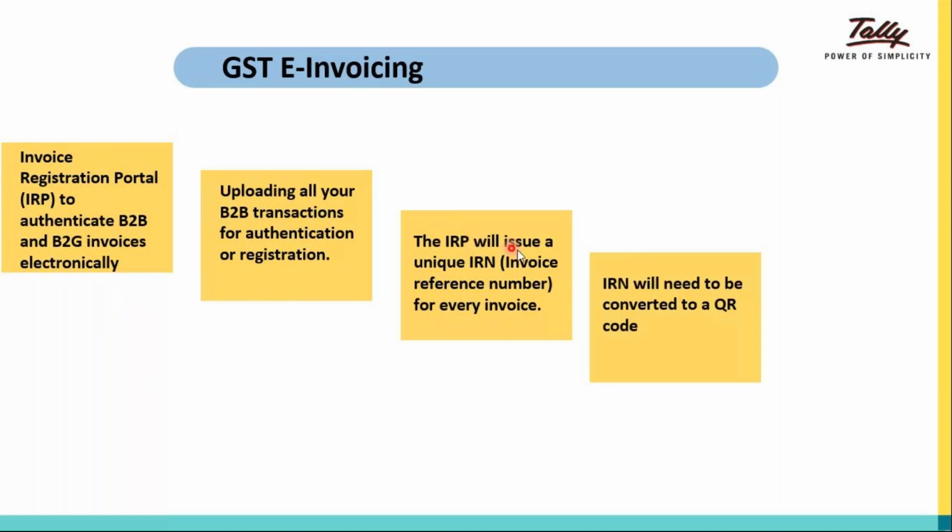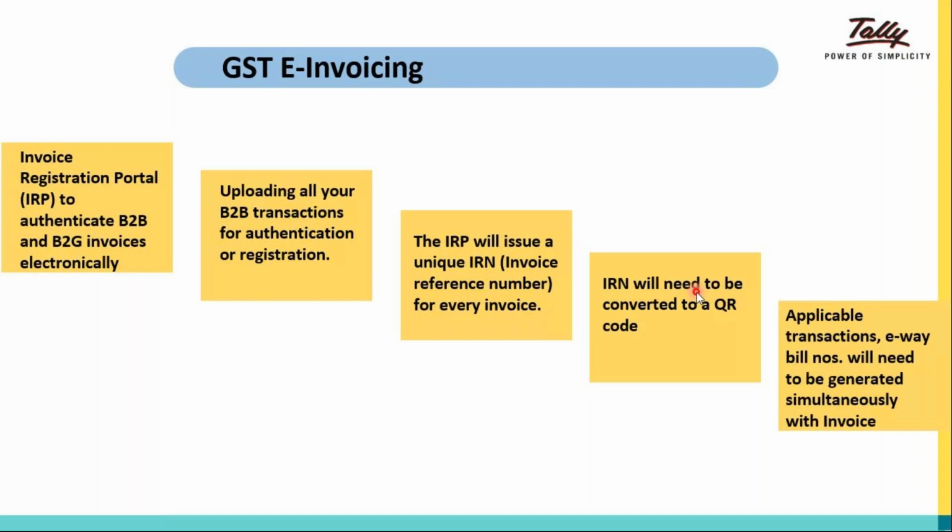Okay, after the invoice reference number is generated, it will automatically be converted to a QR code. Applicable transaction e-way bills will need to be generated simultaneously with the invoice. That means if in your B2B transaction there is transportation wherein you also have to generate your e-way bill, you can generate your e-way bill as well as your e-invoice simultaneously. Okay, so this is all about your e-invoicing.